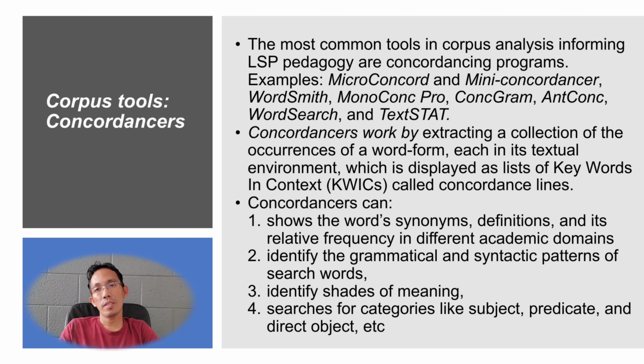Concordancers can show the synonyms of words, definitions, and their relative frequency in different academic domains. They can identify the grammatical and syntactic patterns of words, shades of meanings, meaningful associated collocates, and constituency variation. They can do phraseological and paradigmatic searches for categories like subject, predicate, and direct object, etc.